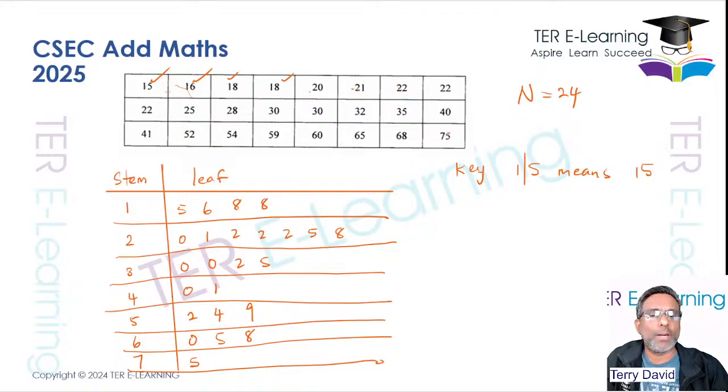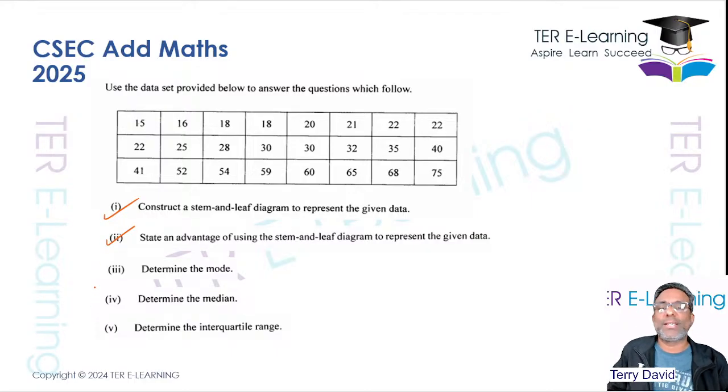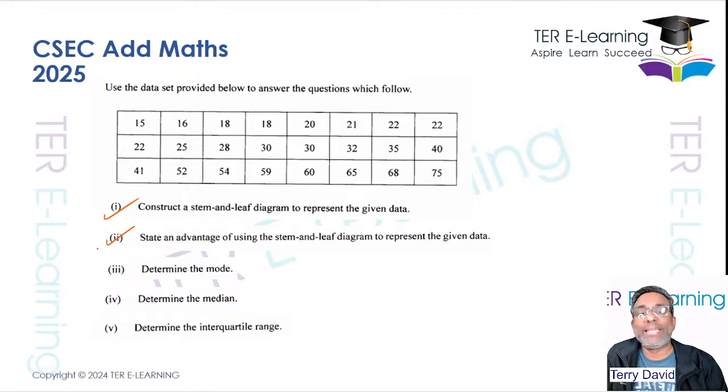So now here's what's happening. The first part was to construct the stem and leaf. We did that. Part 2, state the advantage of using a stem and leaf diagram to represent the given data. I know some of my students in this live here. What's the answer for this? State the advantage of using a stem and leaf. For your exam, you need to know the advantages of using a stem and leaf, and you need to know the advantages of using a box and whisker plot.